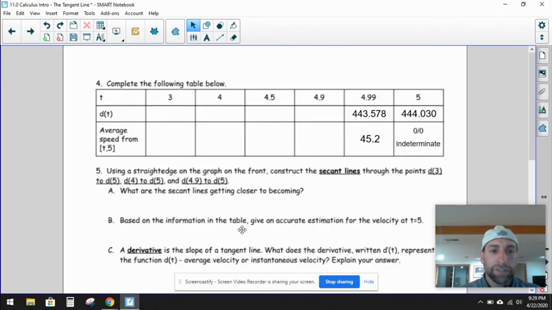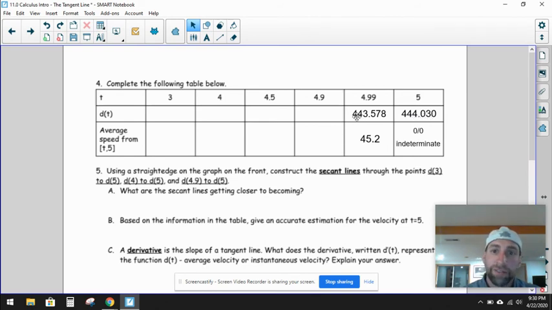All right. So going back to our notes here, the secant lines for 5A, they're getting closer to becoming tangent lines. And then based on the information in this table up here, give an accurate estimate for the velocity at t equals 5. Well, my accurate estimate is going to be the answer for 4.9 to 5, or 4.99 to 5, which is 45.2. And that's just the slope between these two.